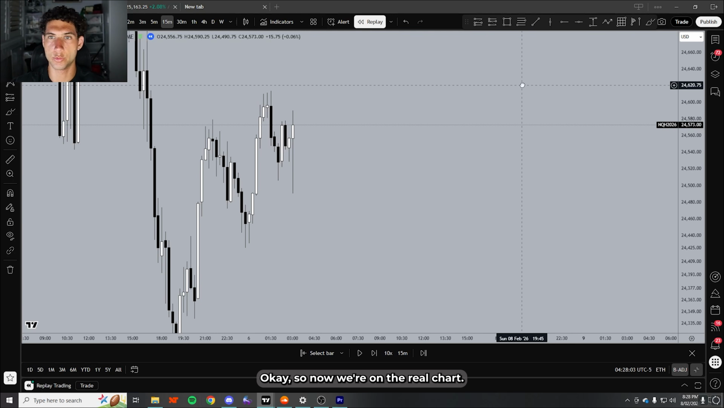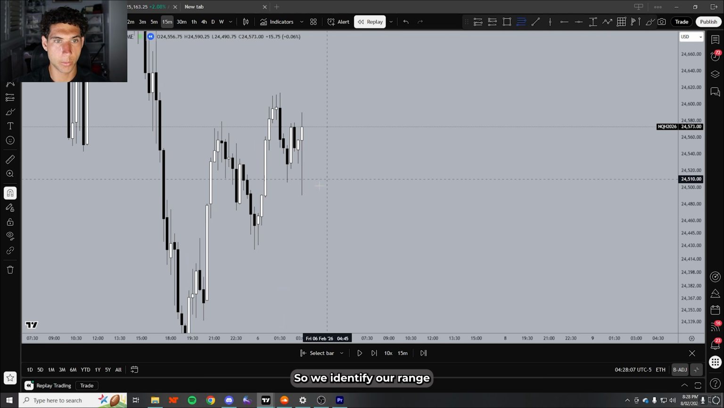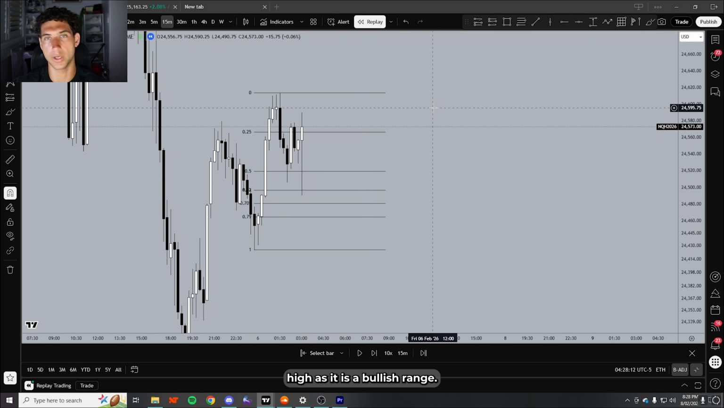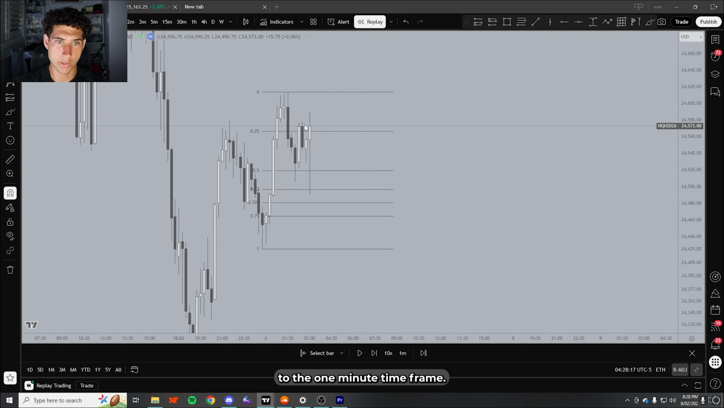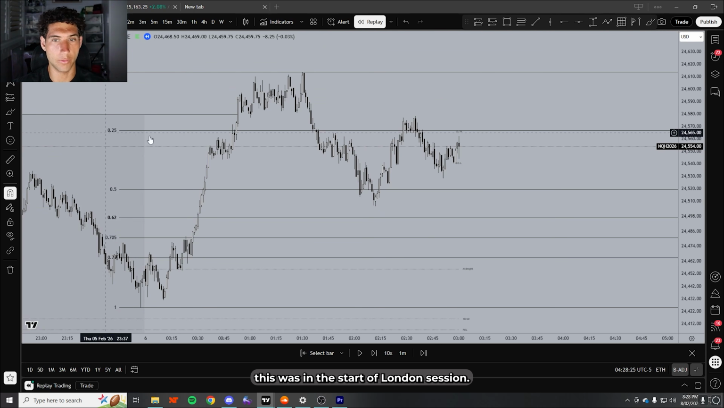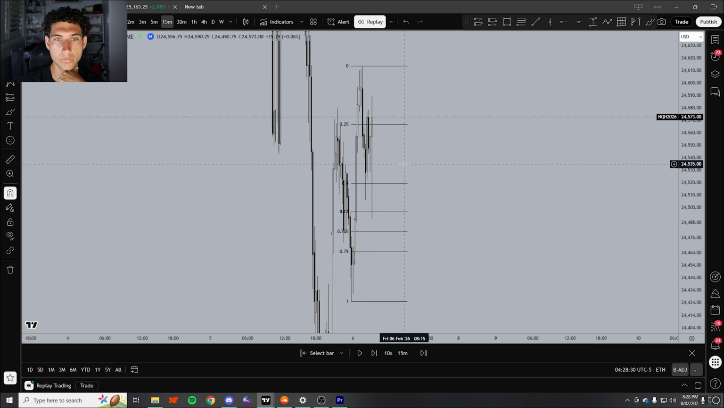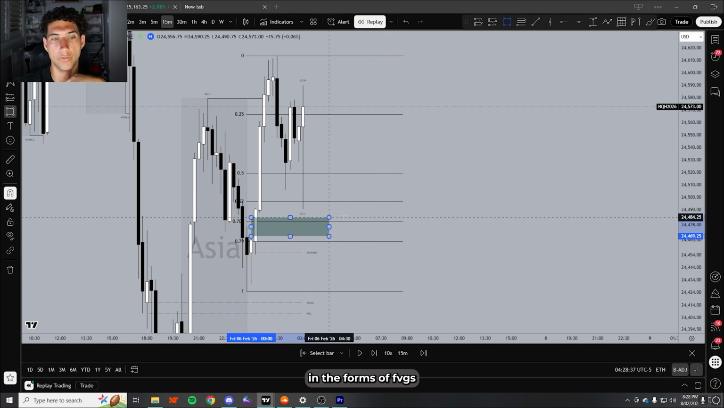Okay, so now we're on the real chart. Let's just go ahead and look at this first example. So we identify our range and we can draw our Fib from the swing low to the swing high as it is a bullish range. And then we can go ahead and drop down to the 1 minute time frame. Let me go ahead and turn my indicators on so you can see. This was in the start of London session, and London session opens up. Something also to note here is that we have PD arrays in the forms of FVGs.